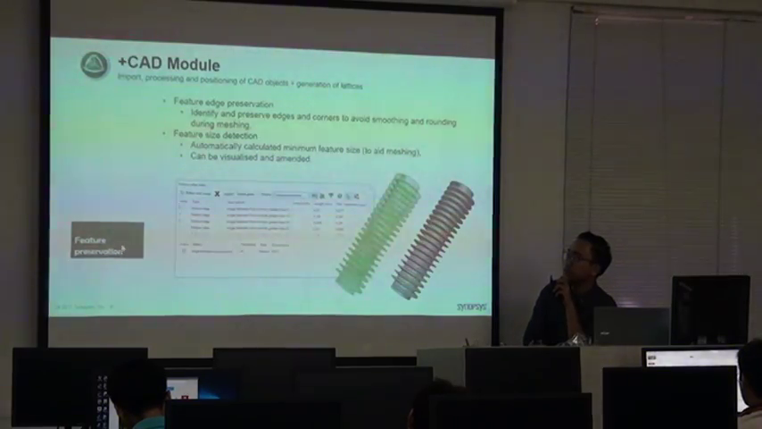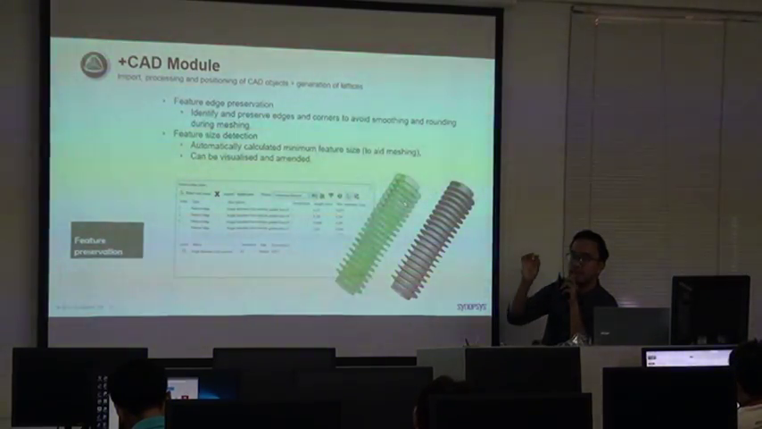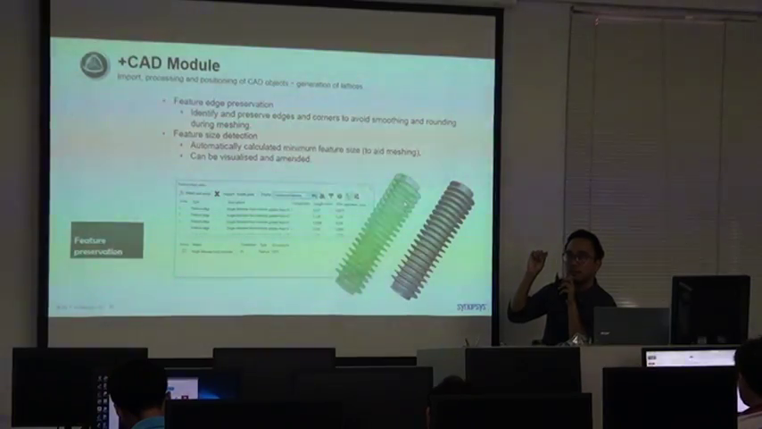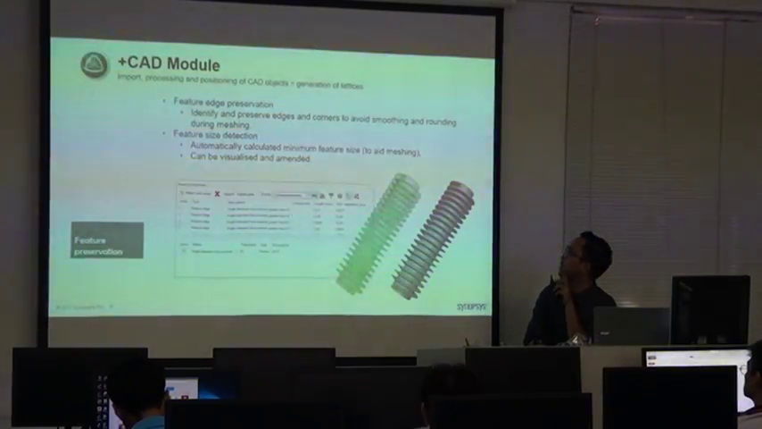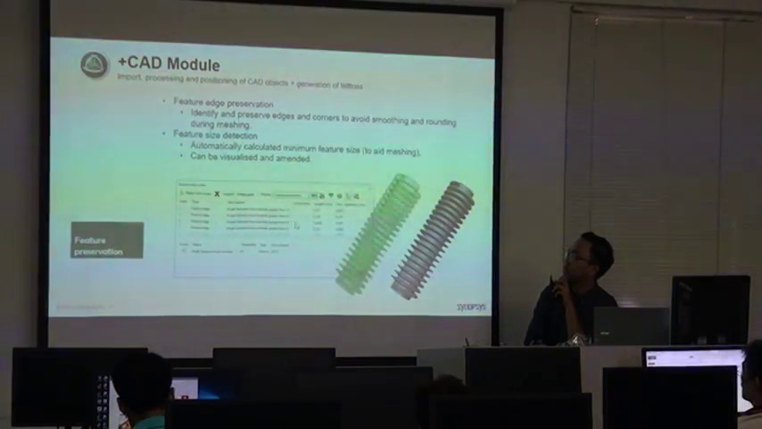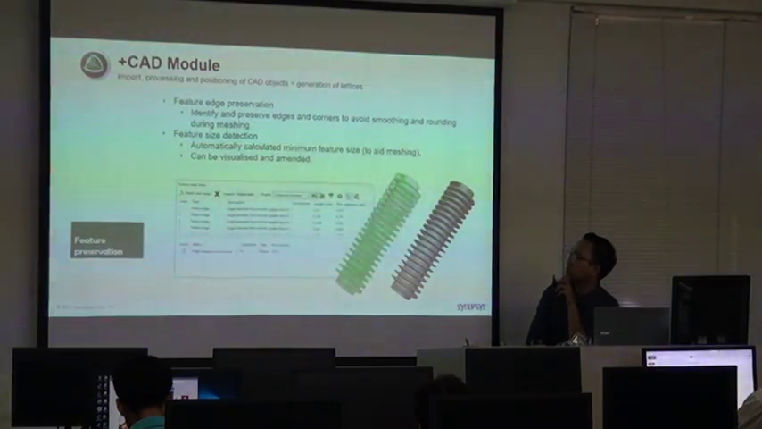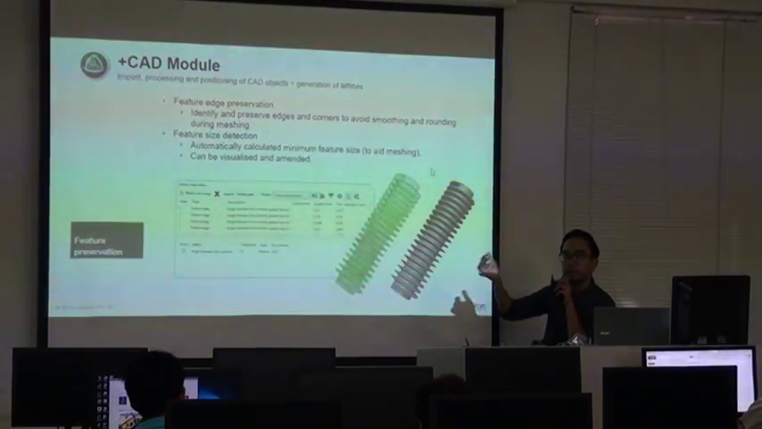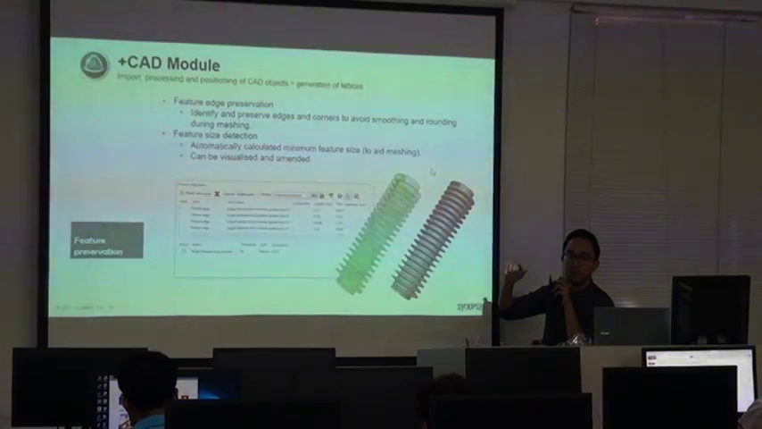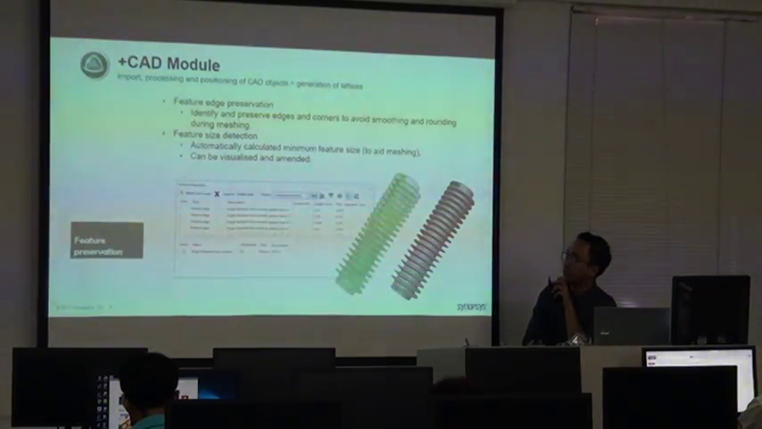We also have feature preservation, which means that if you have a very thin feature in your model, you don't need to be worried, because we have a very powerful algorithm that will make sure that this thin feature will be preserved. It will not disappear, because normally these small features can disappear during the conversion to ST alpha. So we have a very powerful algorithm that makes sure that this thin feature won't disappear.